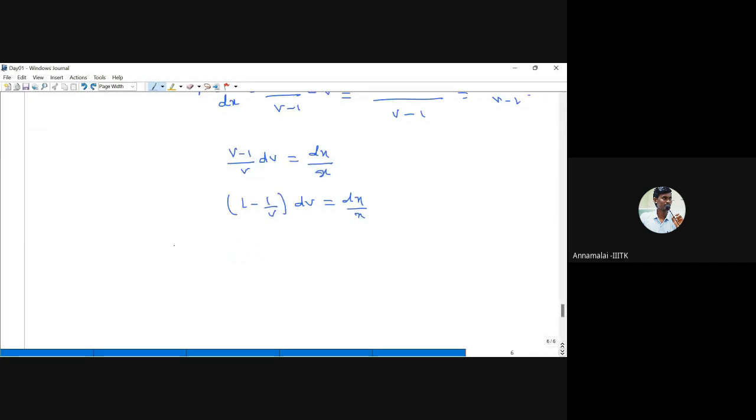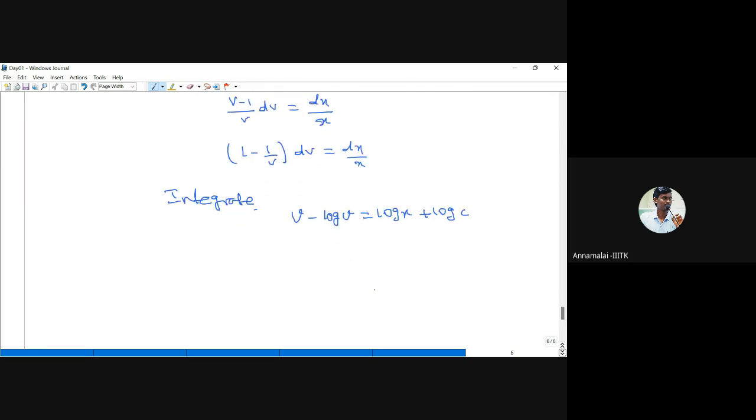So integrate. We get the integration of dv is v, minus the integration of 1 by v is log v, and the integration of 1 by x is log x. Now we can add some constant. If you want, you can take log c, because some terms contain logs. Therefore, we can take the constant as log c.